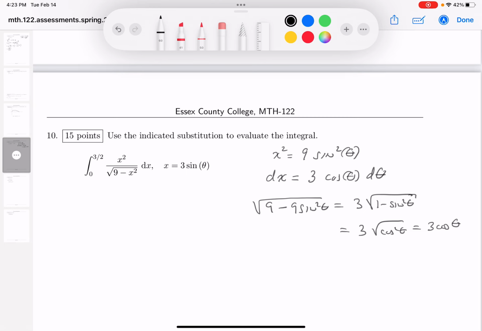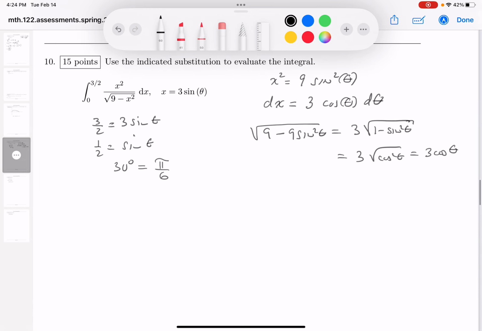The other thing I want to do is the limits. If x is 3 over 2, that means you get 3 sine theta. I know the theta for that. Divide both sides by 3, you get 1/2 equals sine theta. Well, that's relatively simple. What do I know about that? The angle is going to be 30 degrees. I shouldn't be using degrees, though. That would be pi over 6. I'll write that down for you now. So I've got pi over 6. I've got to do the 0 still. And that 0 equals 3 sine theta. Well, theta has to be 0 there. Theta is 0.